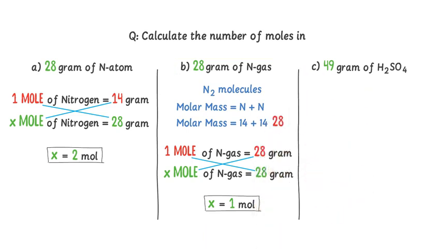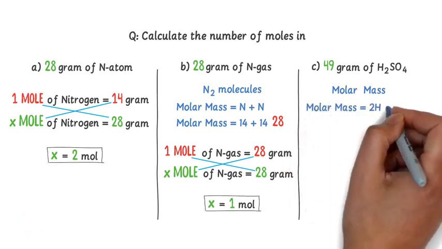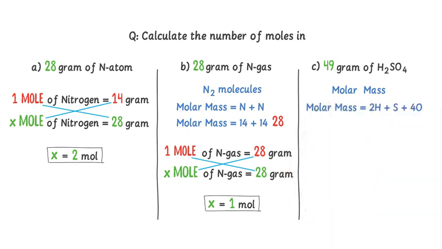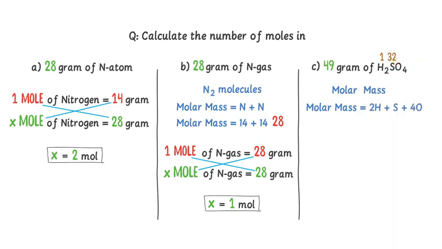Thirdly, in the case of 49 gram of H2SO4, first of all, I need to find the molar mass of H2SO4. I write 2H plus S plus 4O because there are 2 atoms of hydrogen, 1 atom of sulfur and 4 atoms of oxygen present in H2SO4. The atomic mass of hydrogen is 1, that of sulfur is 32 and that of oxygen is 16. I get 2 into 1 plus 32 plus 4 into 16, or I get 98 grams. So the molar mass of H2SO4 is 98 grams.